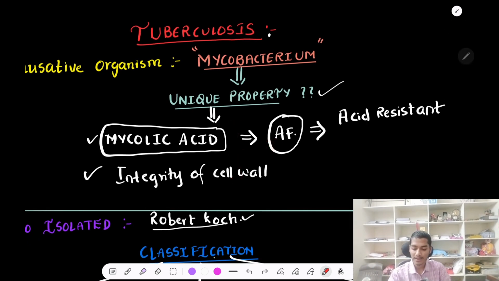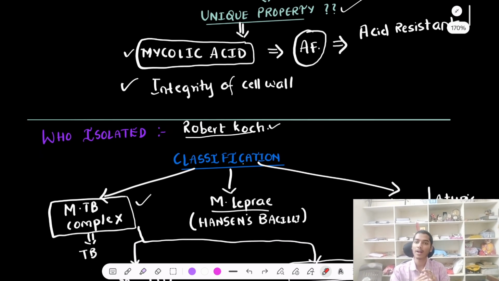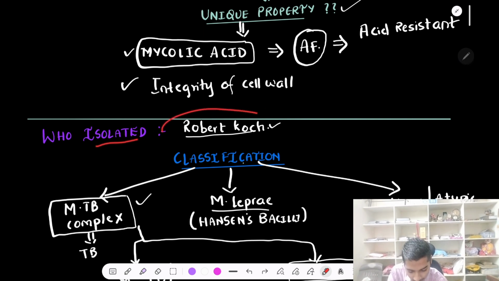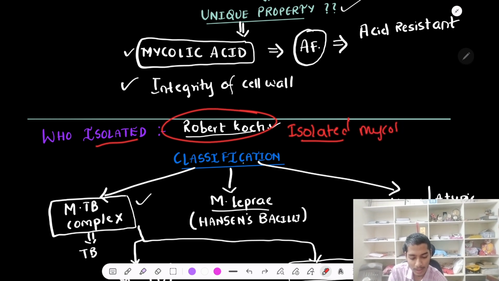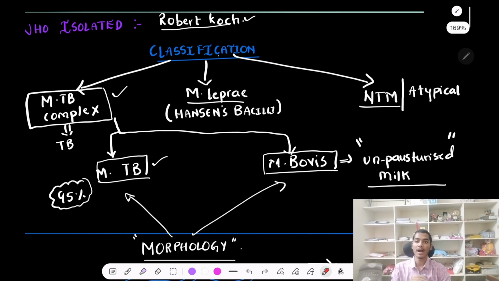Then we have who isolated it. Let's discuss some history regarding the mycobacterium. Robert Koch is the one who isolated the mycobacterium. Then we have the classification here. The mycobacterium can be classified into three groups.